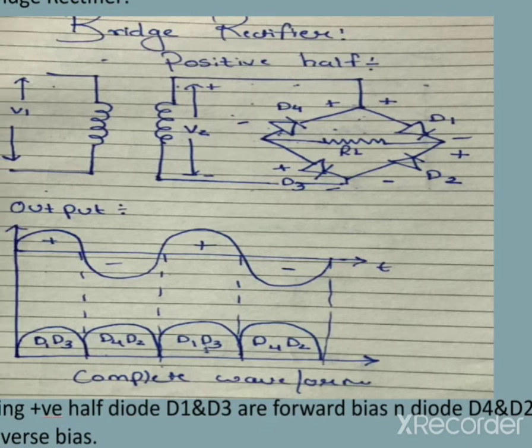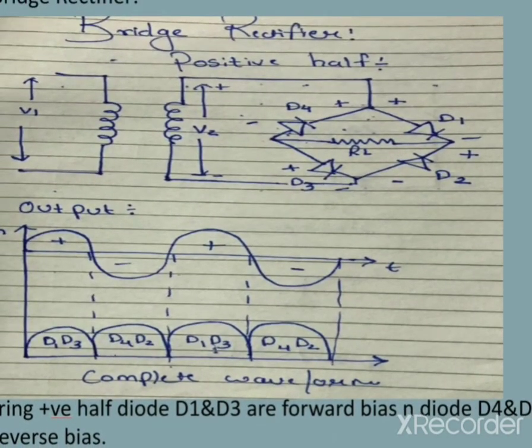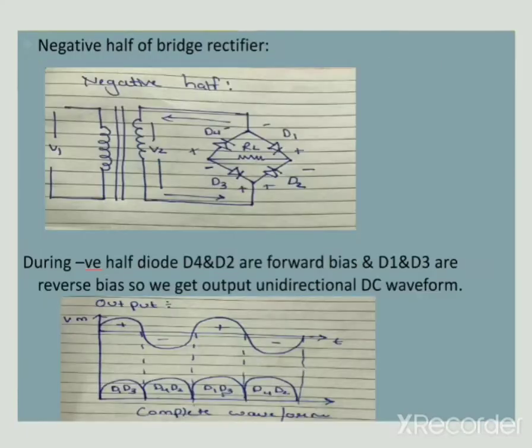and in the negative half D4 and D2 are forward biased. So we get the other half of the DC waveform due to diodes D4 and D2. Again the process gets repeated. Due to diodes D1 and D3 we get the output DC waveform, and again the cycle repeats.